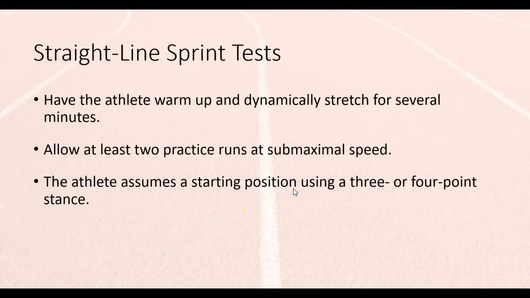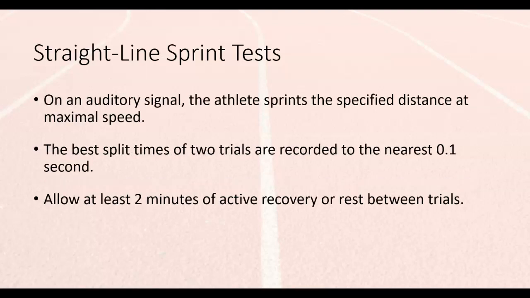So for the straight line speed test, you have a set distance, right? And you would either have a 3 or 4 point stance. What does that mean? That means you have 2 feet on the ground and either one hand on the ground or both. You would allow at least 2 practice runs at submaximal speed so they understand the length of the test. And then the athlete assumes a starting position. And then on an auditory signal, the athlete sprints at a specified distance.